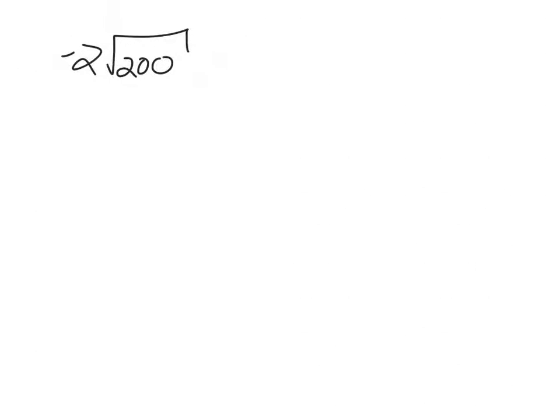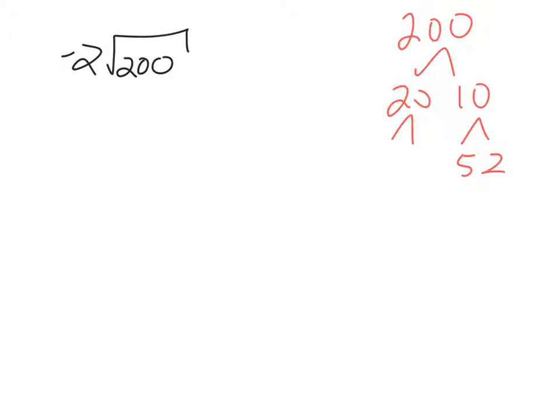Can we do it? Yeah, we can do it. Okay. So we want to get 200 into its primes. Like I said, I'm going to always use a factor tree. You don't have to. But what do you got? 20 and 10, okay. 5 and 2 over here. 5 and 4. 2 and 2. Is that okay with everybody?